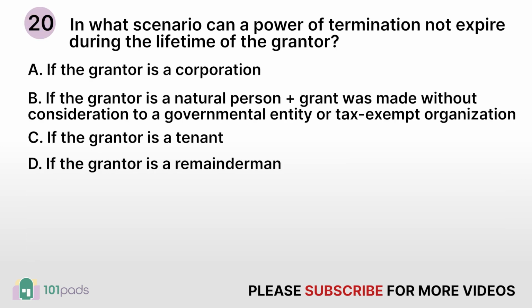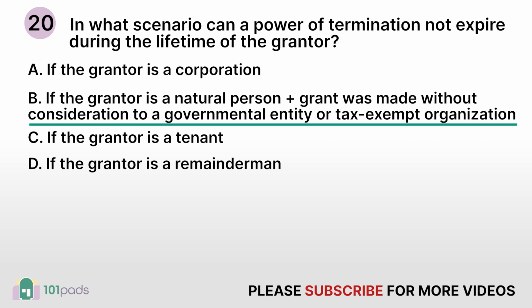In what scenario can a power of termination not expire during the lifetime of the grantor? A. If the grantor is a corporation. B. If the grantor is a natural person and the grant was made without consideration to a governmental entity or a tax-exempt organization. C. If the grantor is a tenant. D. If the grantor is a remainderman.